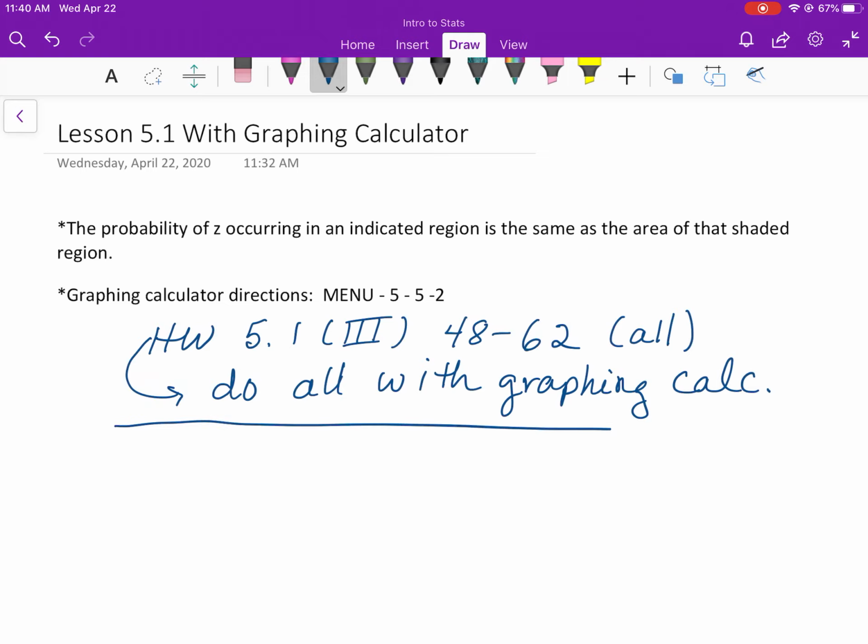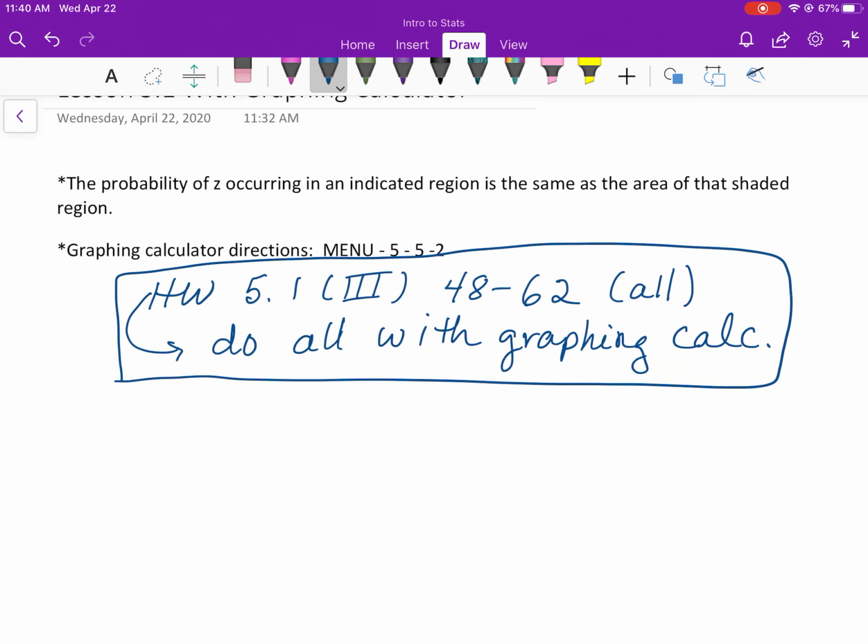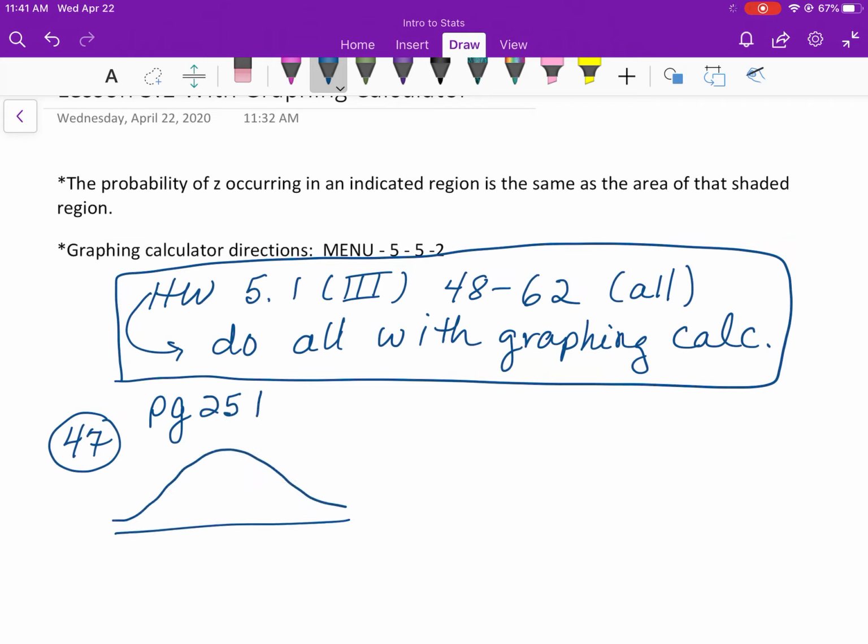All right, so my goal here in this short video is just to show you how to enter everything into your calculator. So when I look at number 47 in the textbook, I'm on page 251. I see this normal curve, and they have 0 about here. They have a z-score of 0.5 here, and they have everything shaded on the left side. So we know from previous notes that the area on the left side is the same as what we look up in the table.